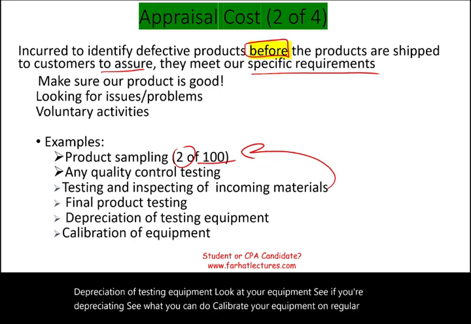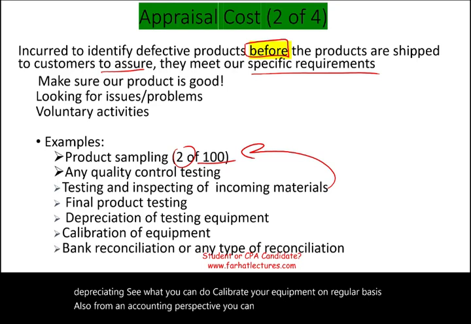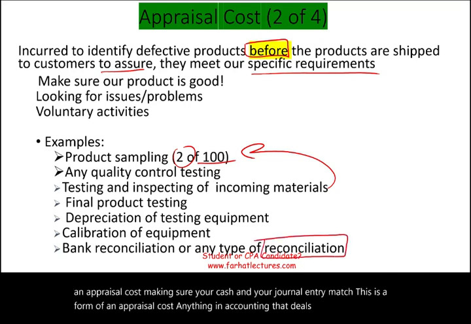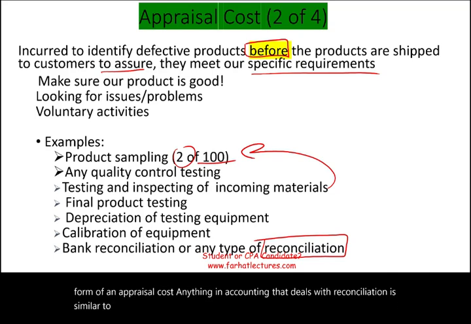Also, from an accounting perspective, you can think of the bank reconciliation as an appraisal cost, making sure your cash and your journal entry match. This is a form of an appraisal cost. Anything in accounting that deals with reconciliation is similar to what's called an appraisal cost.